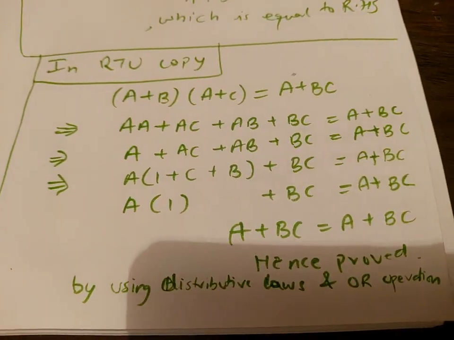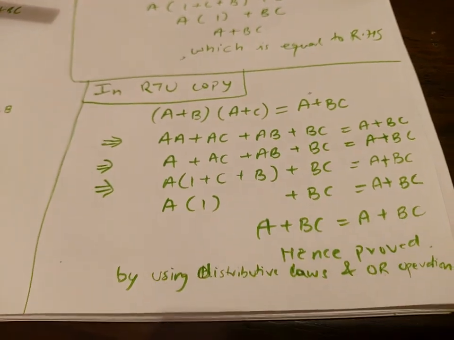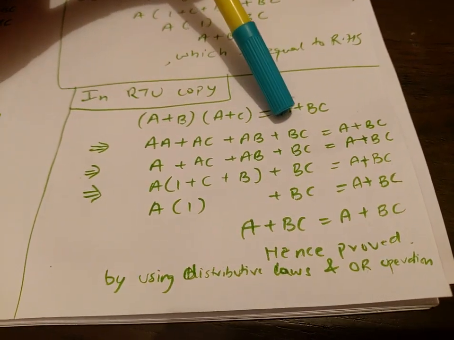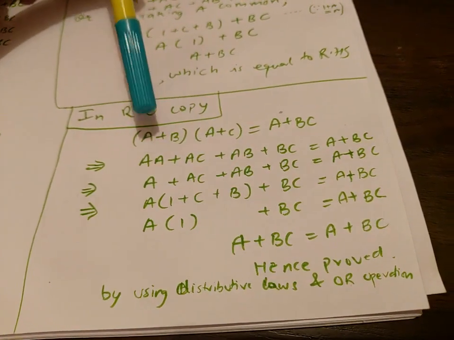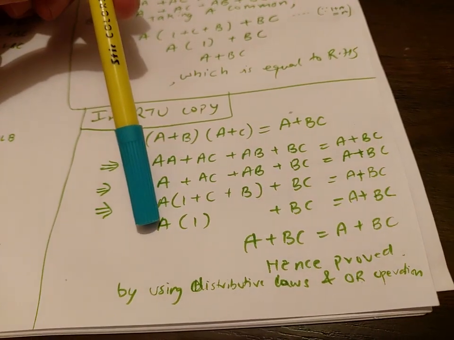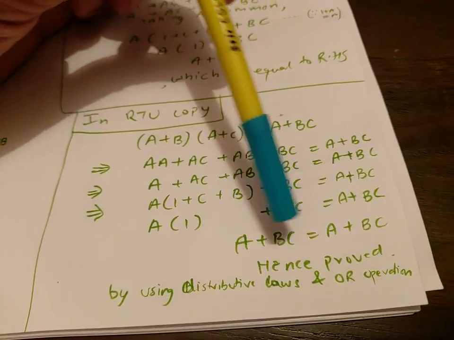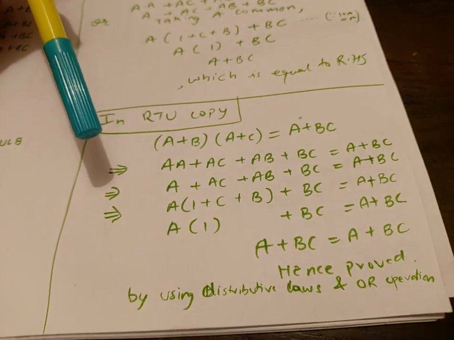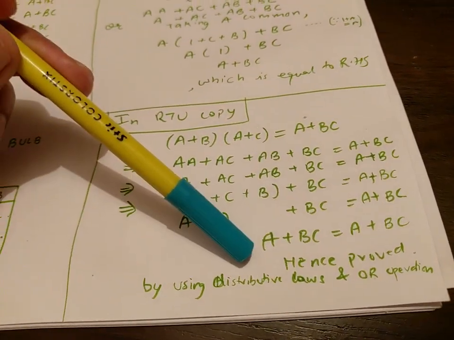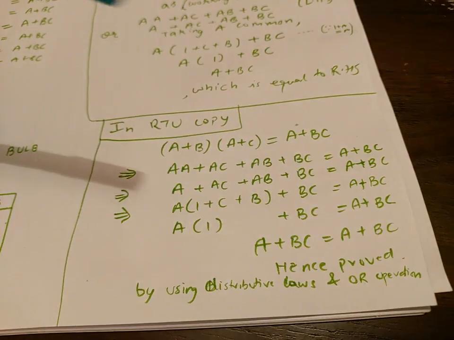If you are running short of time, and if you want to complete your paper quickly, you can write like this. The same equation can be written directly by operating the brackets. Then you pull out A common, and then it falls equal to the RHS side. And at the end you can mention I used distributive law and OR operation.